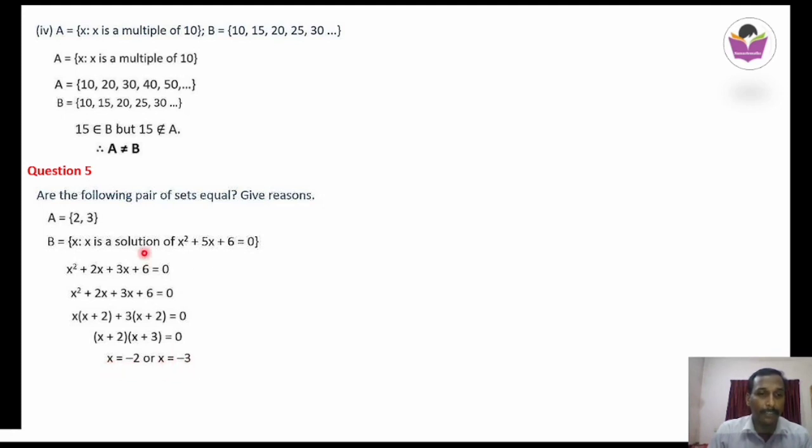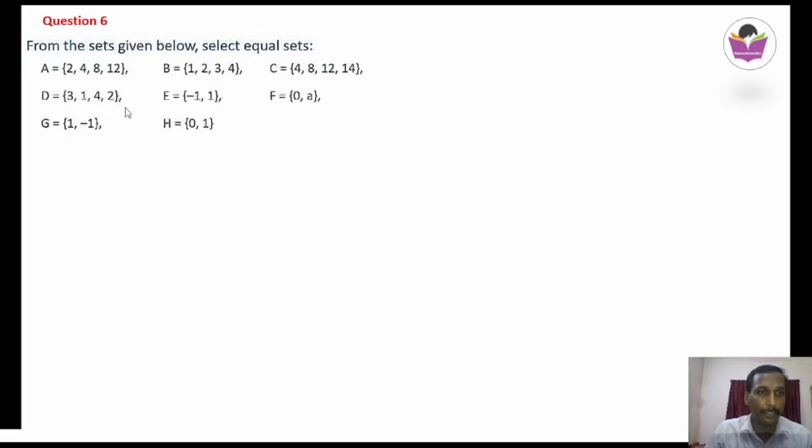Since this is only a rough calculation to find out the values of this set, some steps are avoided. If you feel it is inconvenient, you can write the steps like either x plus 2 is equal to 0 or x plus 3 is equal to 0. You can extend it, it's not a matter. So here we have got the answers as minus 2 and minus 3. That means B is having the set of minus 2 and minus 3, but A is having only 2 and 3. Sign differences are there, which means they are not exactly the same elements. Because of that, A and B are not equal sets.